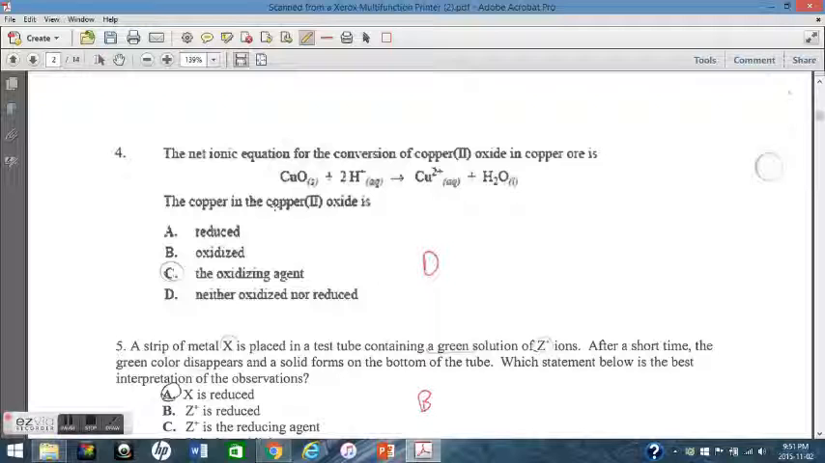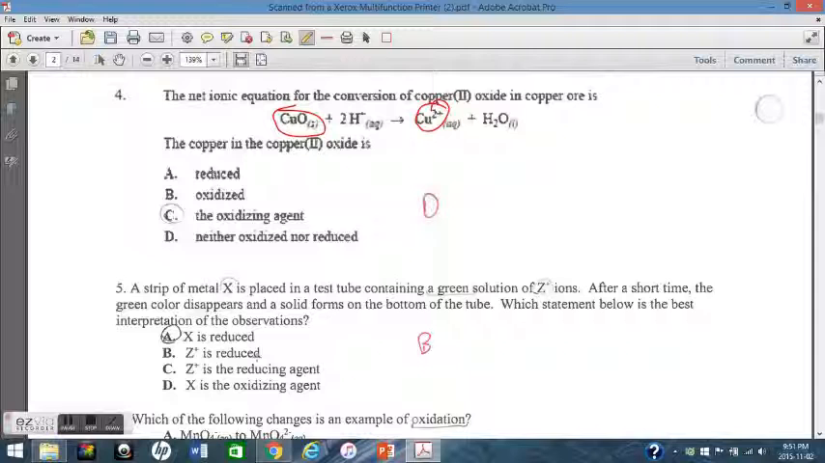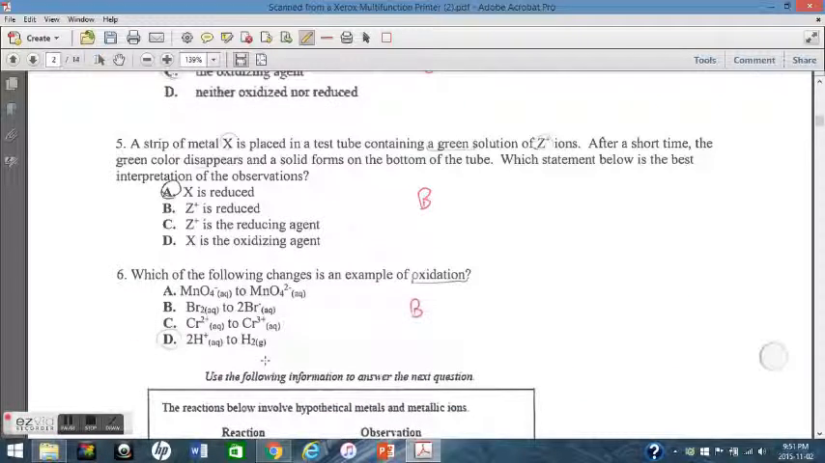Moving on to C, in this case, the copper in copper-2 oxide, it's 2+ here, and it's 2+ afterwards, which means it is neither oxidized nor reduced, because the oxidation number wouldn't change. Same kind of an idea. And here as well, we're looking for oxidation, loss of electrons.